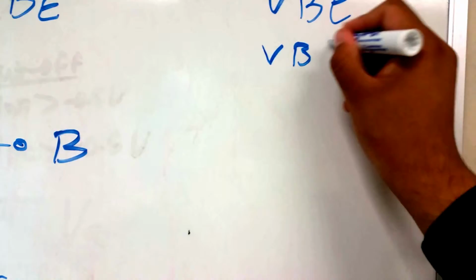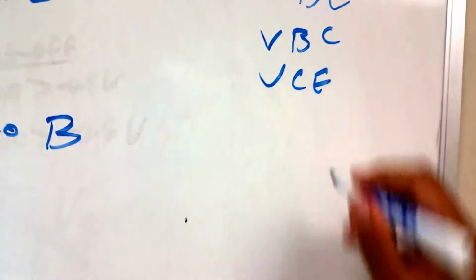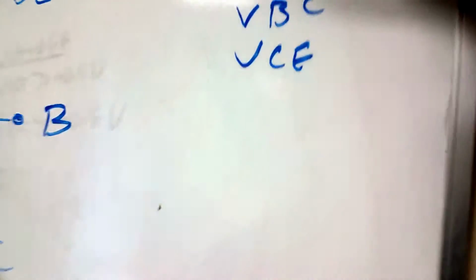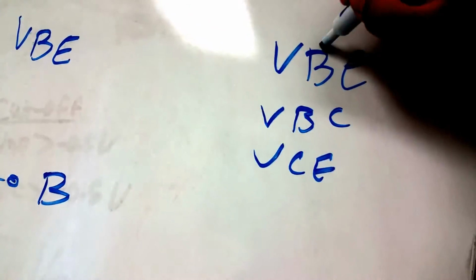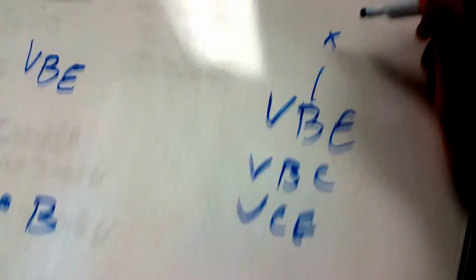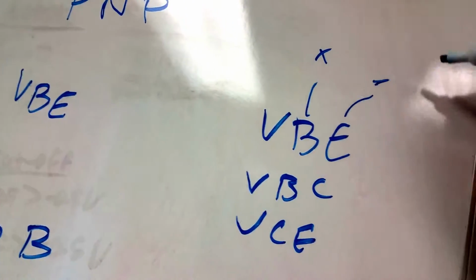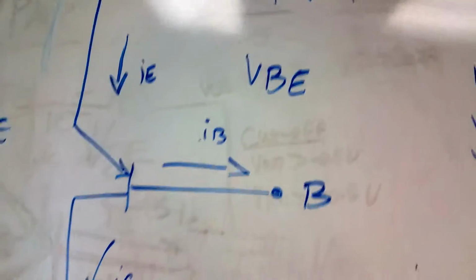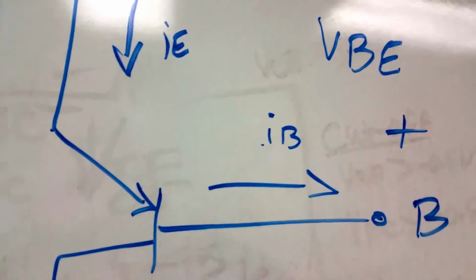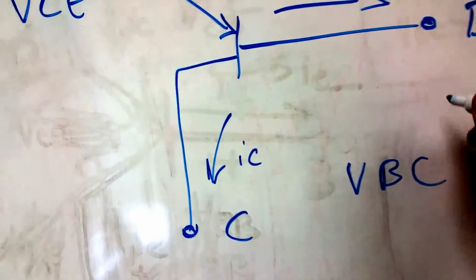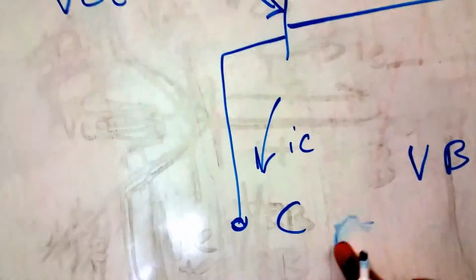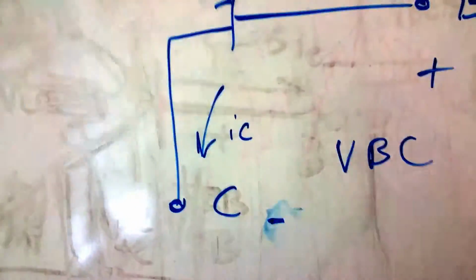VBE, VBC, VCE. And if you look at the second letter, right now I have B, B, and a C. What that's going to determine is the positive terminal of the polarity, and the second letter is going to determine the negative terminal. So for VBE, we're going to have a positive terminal on the B side and a negative terminal on the E side. For VBC, we're going to have a positive terminal from the B side and a negative terminal from the C side. Let me draw that better. Negative terminal coming from the C side.